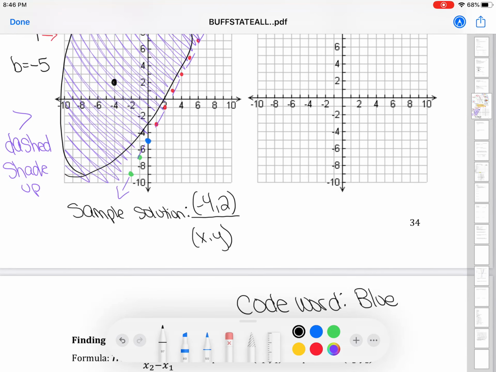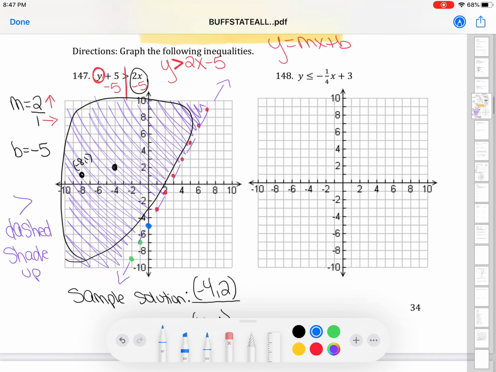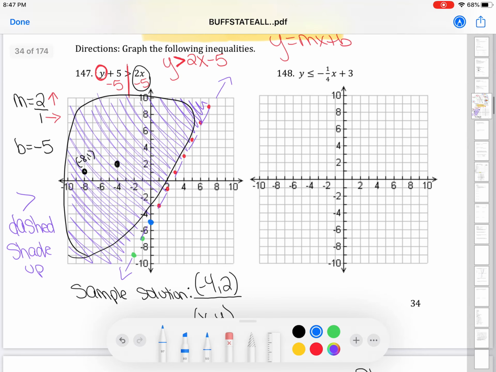All points are written as x, y. Remember, we just went over that in the table where the x value and the y value go together. That's a coordinate point. So x, y, your sample solution would be -4, +2. You could also pick this point right here, which is -8, 1. There's infinitely many points that you can pick. It just has to be within the shading.